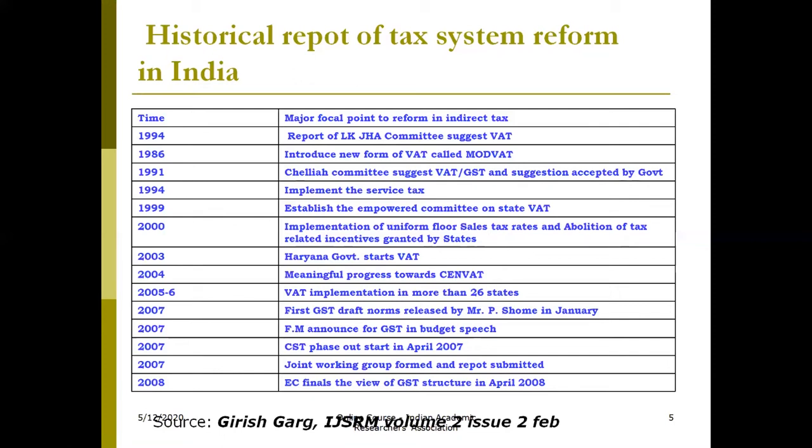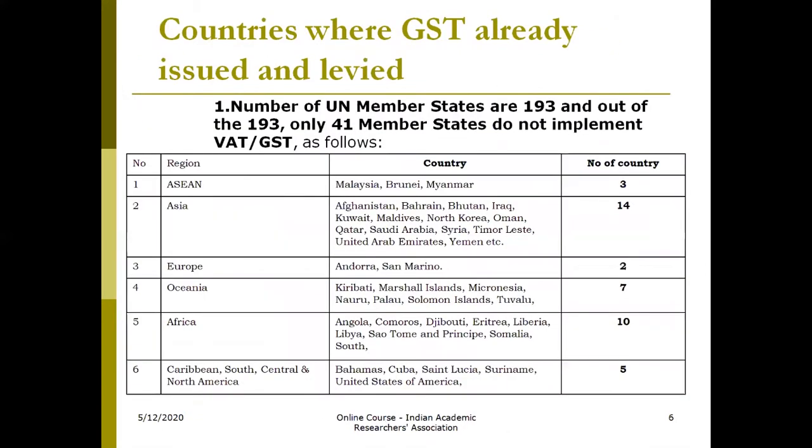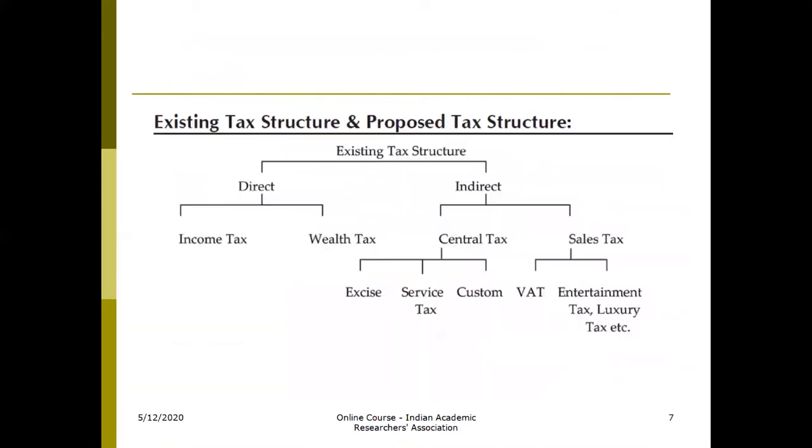Now it took a long 10 years, and finally the GST Act, Goods and Services Tax Act, was implemented with effect from 1st April 2007. Now, the countries which have already implemented GST: among 193 UN member states, India is the 163rd country, and 41 member states do not implement VAT or GST. India is the 163rd country of the world which has implemented GST with some new change or modification.